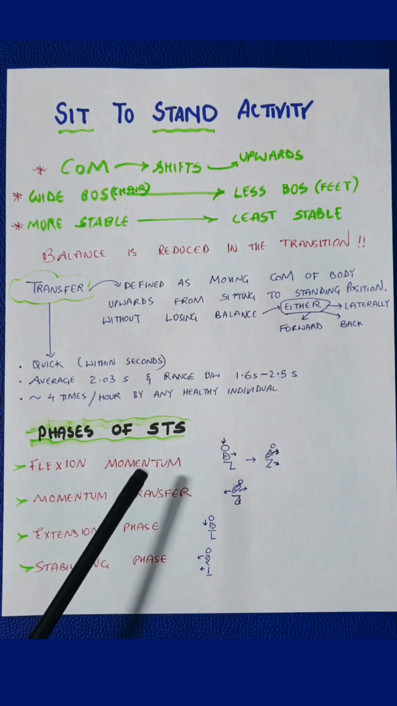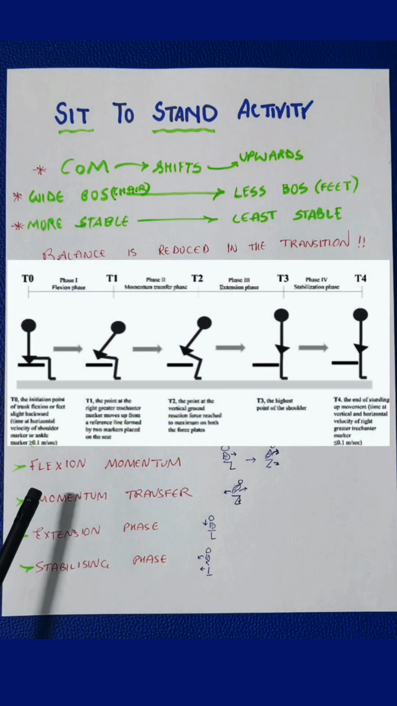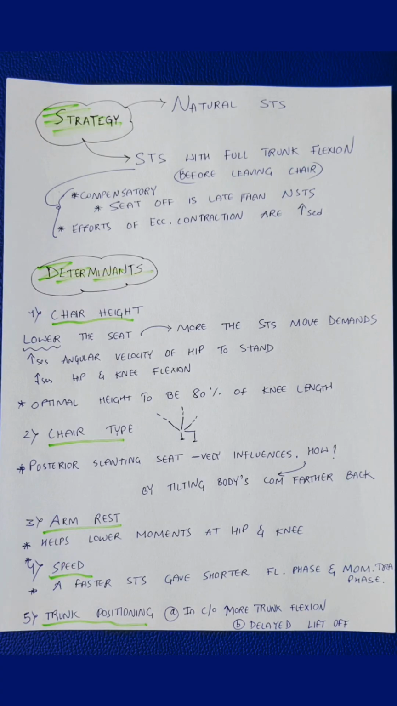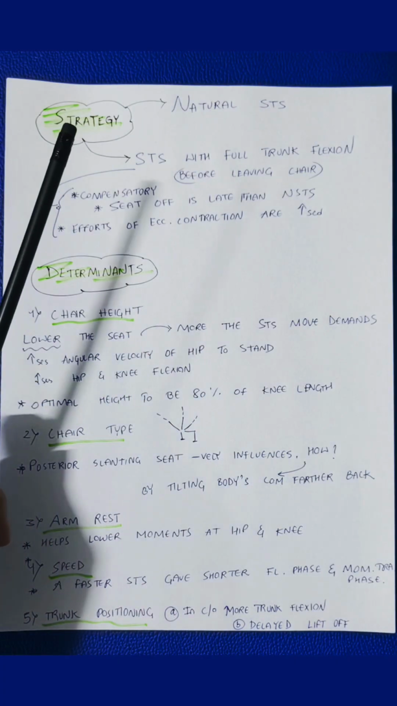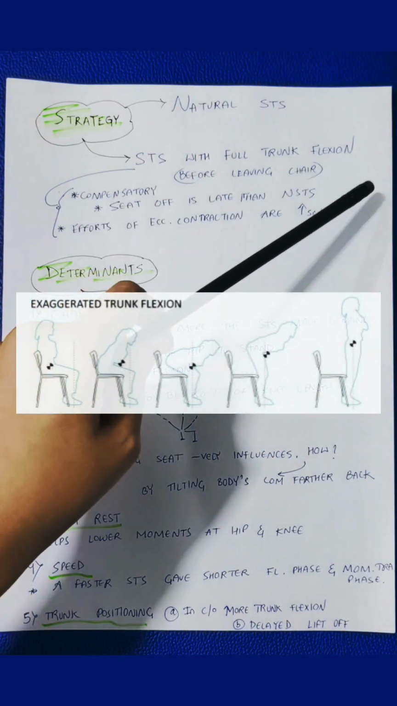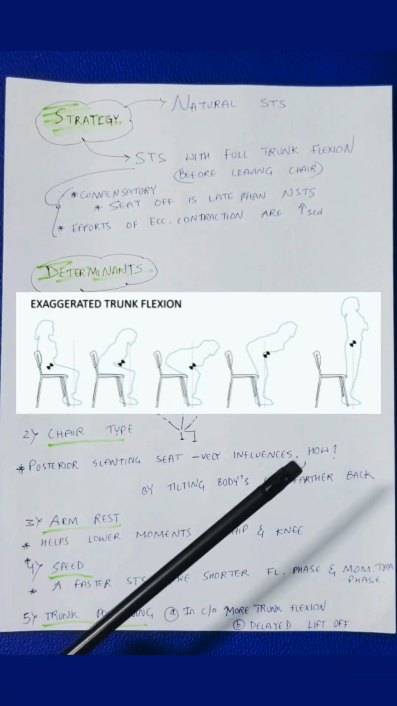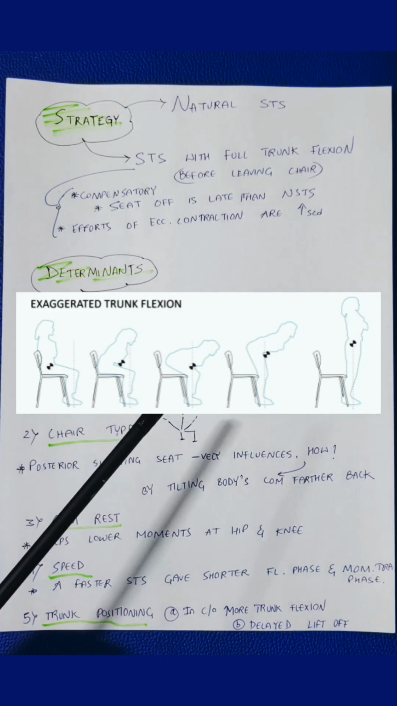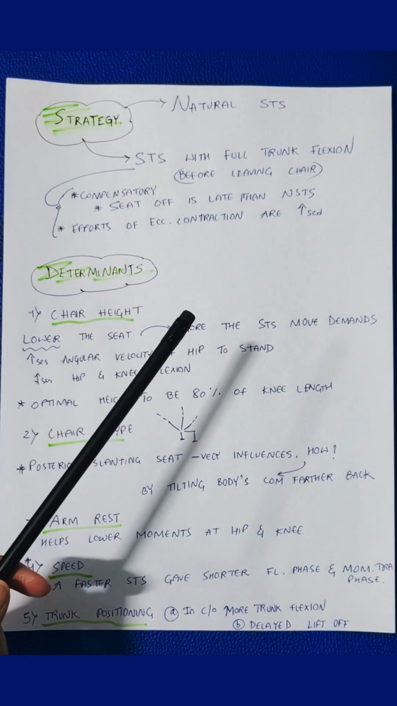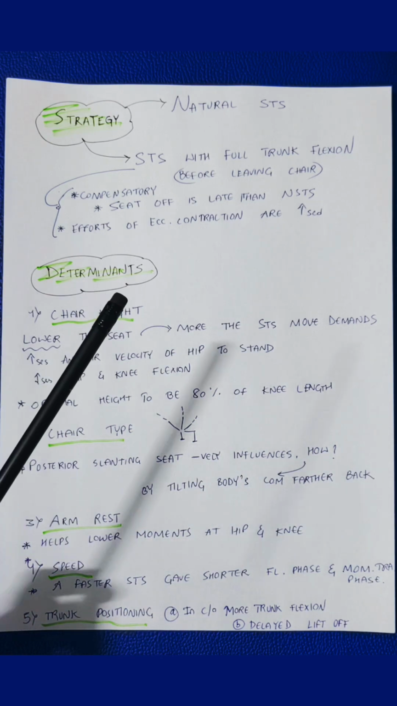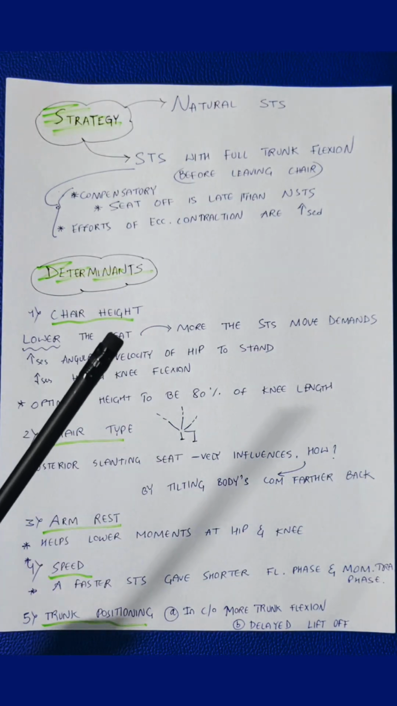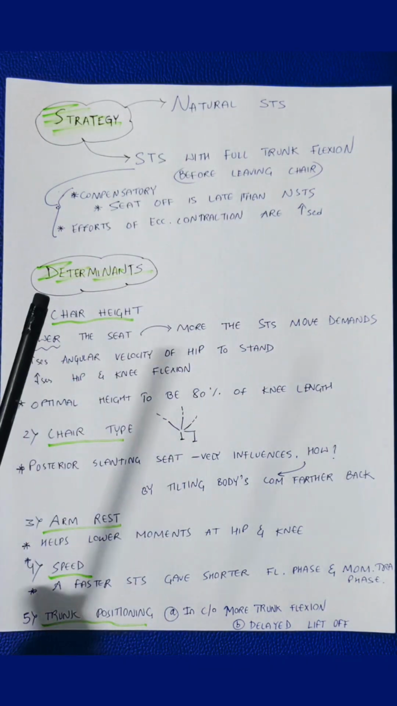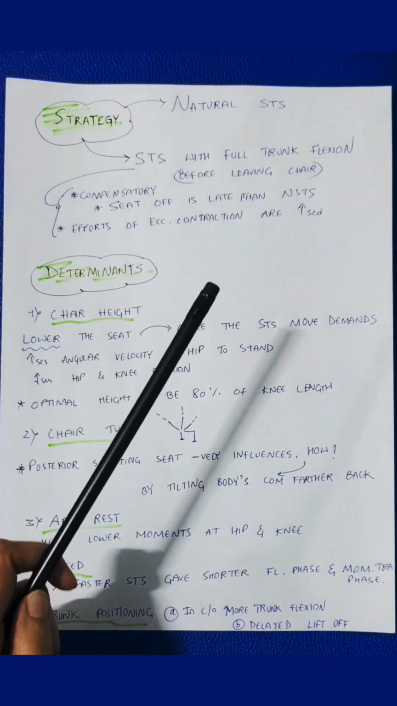There are phases of sit to stand such as flexion momentum, momentum transfer, extension phase and a stabilizing phase. There is a natural sit to stand strategy and a sit to stand with full trunk flexion before leaving the chair, which is a compensatory mechanism by the patient itself. Why? Because of their gross muscle weakness and usually a combined lower speed of ascent, that is rising. Also it is seen in elderly people. So the seat off is later than the natural sit to stand and efforts of eccentric contraction are increased.